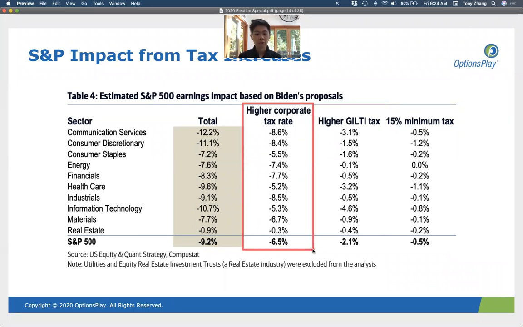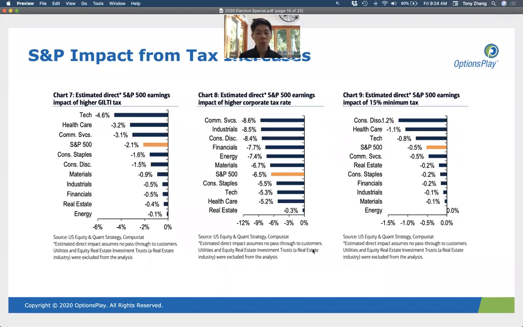So just to look at the individual sectors and see who has the largest exposure. When we look at the repatriation tax, being able to keep your profits overseas until you repatriate, the biggest impacts are going to be healthcare, technology, and communications.